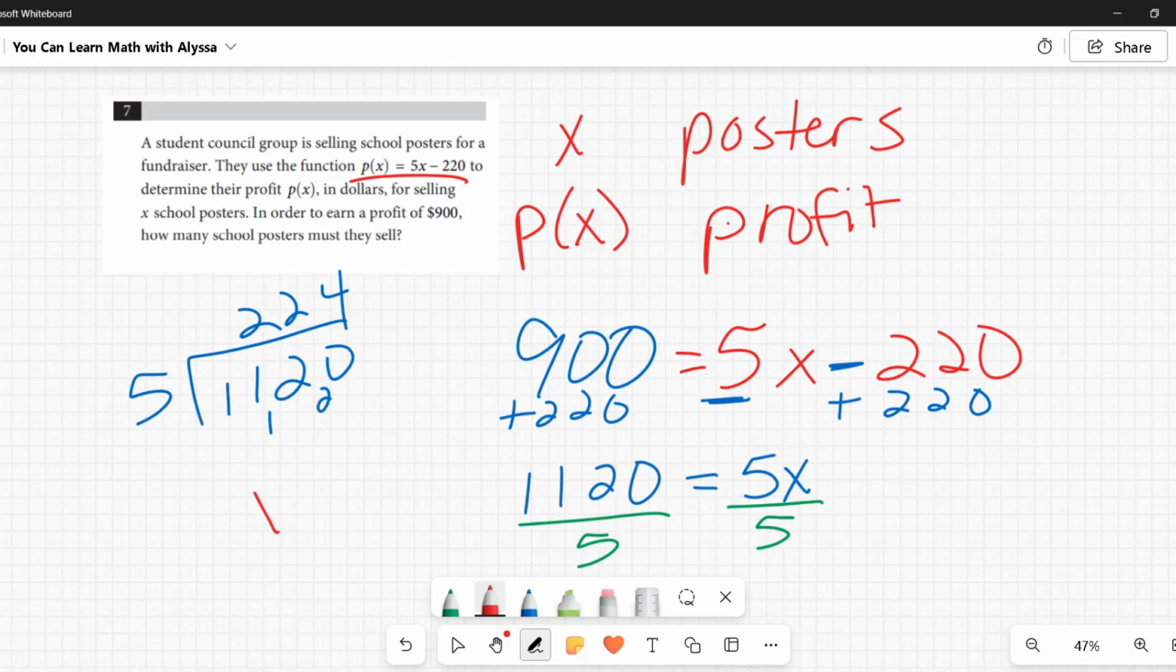So, in this case, I have learned that x is equal to 224. And that is my answer. That is how many posters they must sell in order to make a profit of $900. If you want to check your answer, the way you would do that is you would plug it into this equation, 5 times 224 minus 220, and you should get back to 900. If you do, you have the right answer.